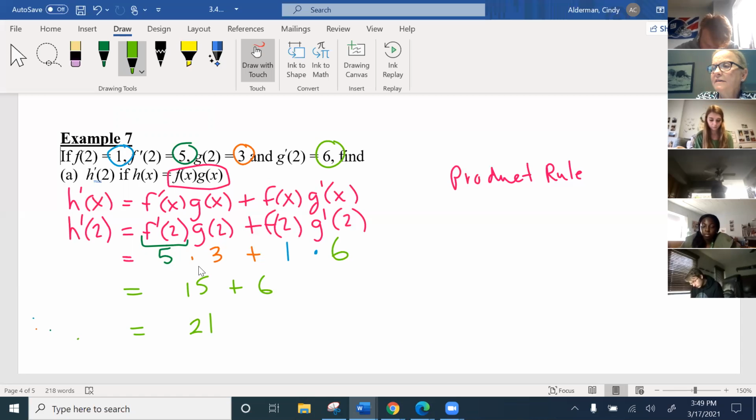So basically they're telling you what f of 2 is and f prime of 2 and g of 2 and g prime of 2 is, and you're just plugging in the numbers is all. It's kind of a simple question.